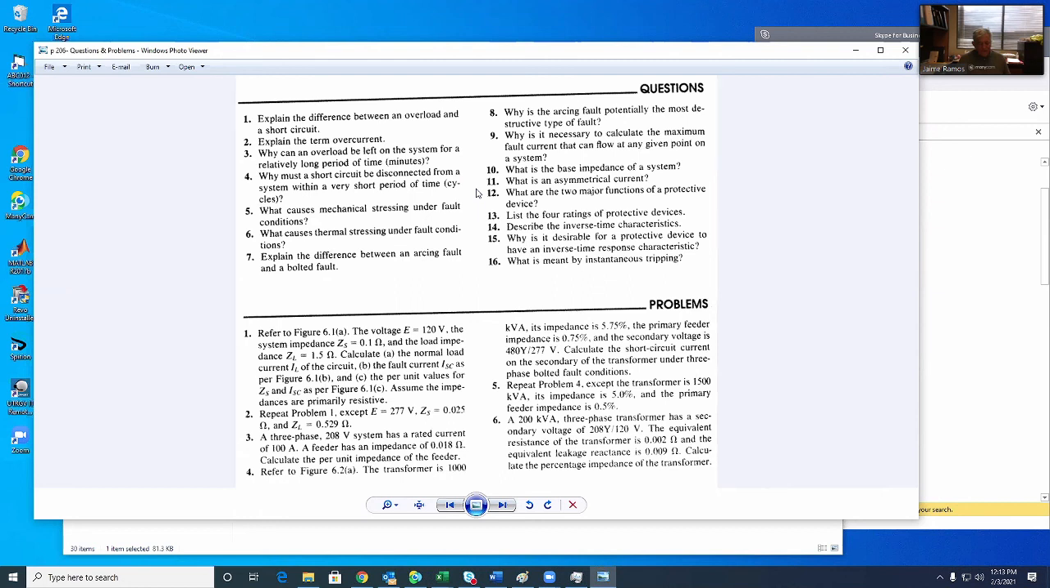The detection unit of a protective device should have an inverse time characteristic. Circuit breakers can have a combination of inverse time, delay tripping, and instantaneous tripping.